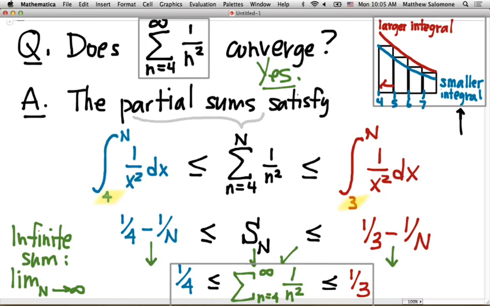Yes, it converges. Not only that, we can also say for sure that it converges to something in between 1/4 and 1/3. It's not the greatest estimate in the world, so it's something between 0.25 and 0.333 repeating. But yet it still tells us a little bit more than we needed to know. Right? We only needed to know whether it converges. And we conclude the answer is yes, and it converges to something between 1/4 and 1/3.